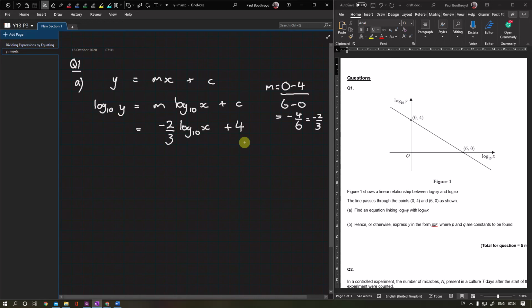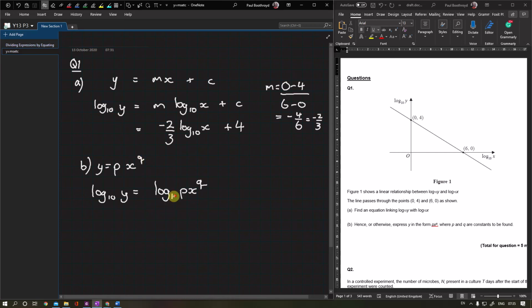Hence or otherwise express y in terms of p, x and q. Well, if you can't remember the translations between them, what we can do is we know what form the equation is in, which is p x to the q, and that is equal to y. Take log base 10 of both sides, which is log of p x to the q.